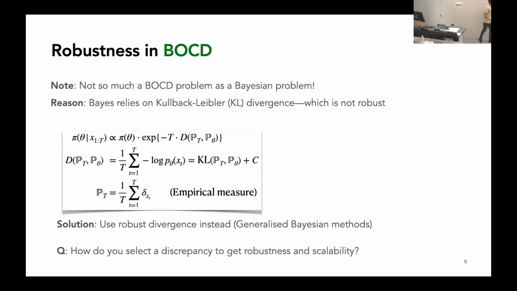So the question that remains is how to select this discrepancy to get robustness, but at the same time scalability, because we want to be able to use it in an online fashion. We have a bunch of possible divergences. We could use KSD, MMD or beta divergence. Some of them have different properties like robustness, but some are not scalable, or they are both, but they don't give us these one-step updates.